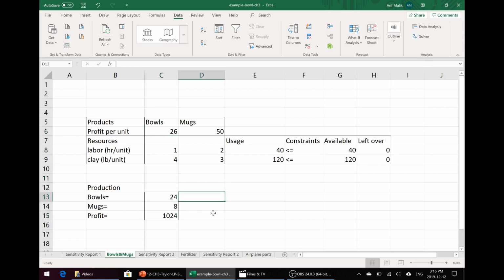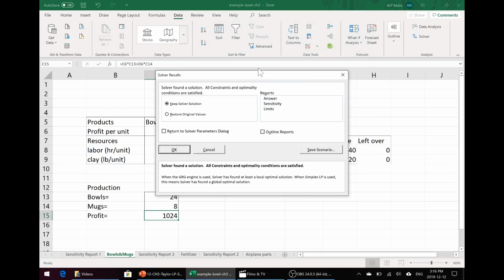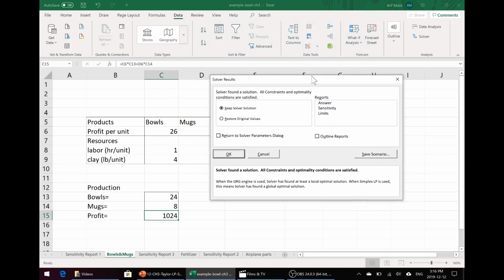Let's make this 0, 0, just to show you that it is okay. Now we go to Solver and we say solve, and what we get is the same corner point. Bowls is equal to 24 and mugs is equal to 8, and we can see that it didn't change. The corner point didn't change when we changed the coefficient from 40 to 26.